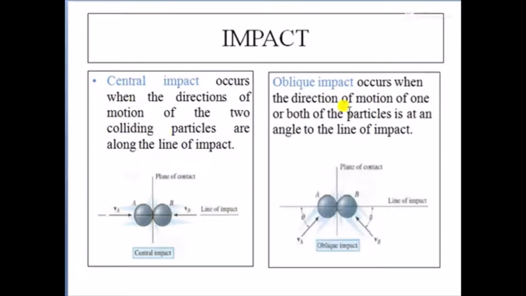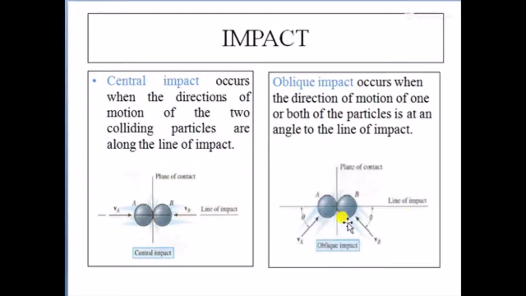Another comparison to central impact is oblique impact. In case of oblique impact, you can see here in the diagram that the directions of motion of particle A and particle B are completely different, but they collide with each other at some point of time, and this is known as an oblique impact. This occurs when the direction of motion of both or one of the particles is at an angle to the line of impact.